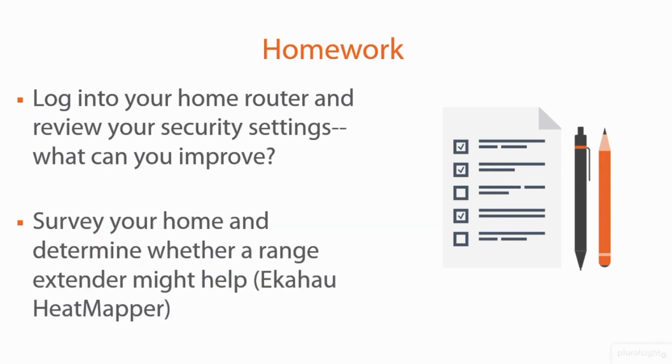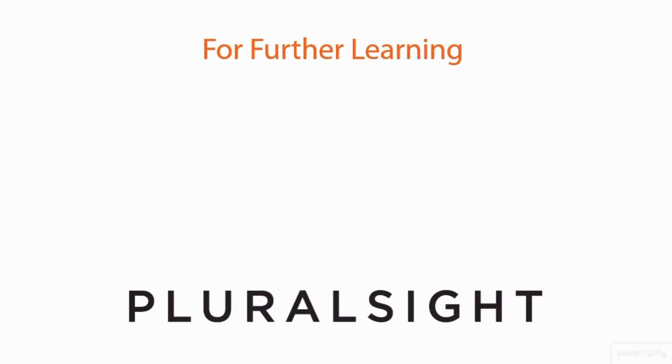Secondly, survey your home and determine whether you might need, say, a range extender or a second access point. I don't live in a mansion by any means, but our home is large enough such that when my wife, daughter, and I are upstairs, we suffer signal attenuation when we're using Wi-Fi. So I performed a site survey. You can use a free service called Ekahau Heat Mapper. The link is in the course notes. And you can walk around your house with your laptop, for instance, take a site survey, and then make the decision whether you need a range extender or another AP.